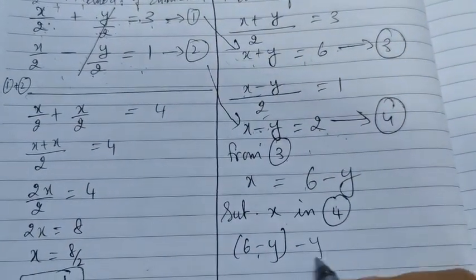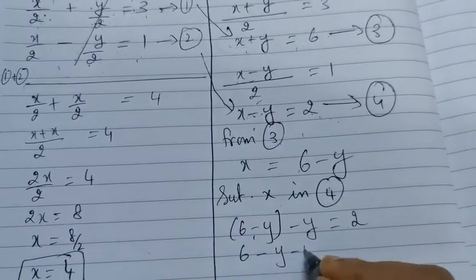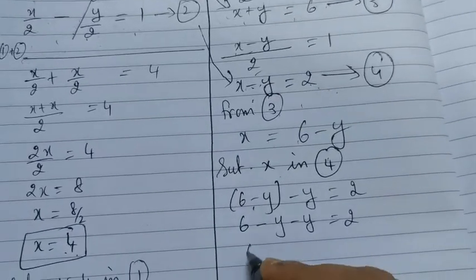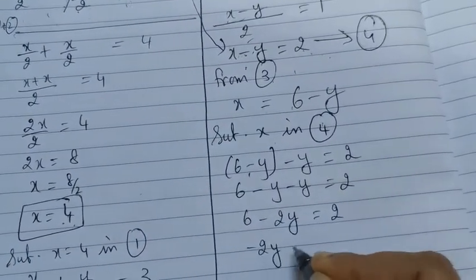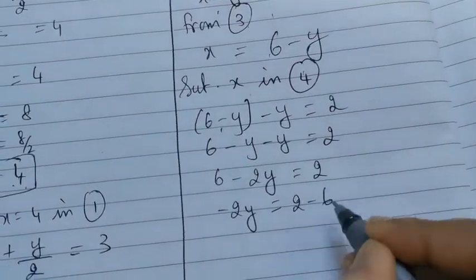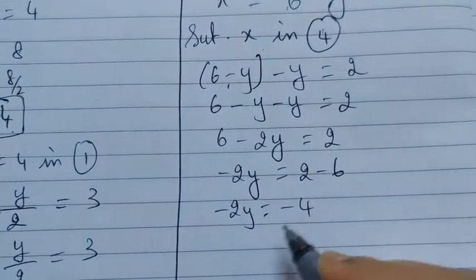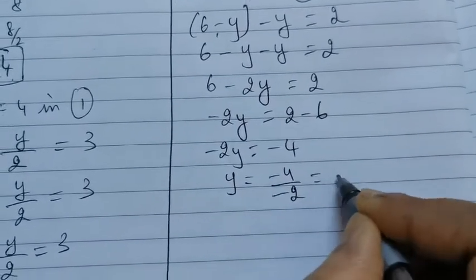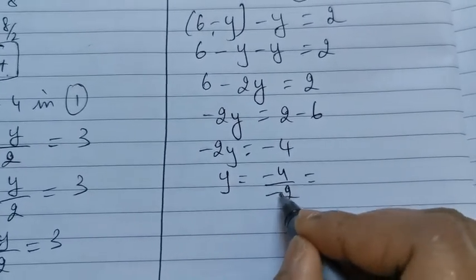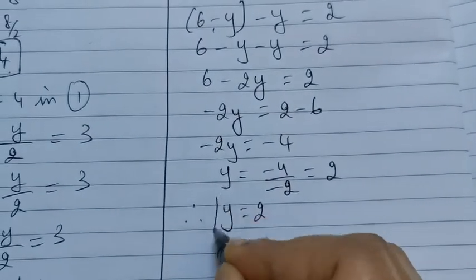Now x becomes 6 minus y. I have 6 minus y minus y is equal to 2. Now 6 minus 2y is equal to 2. Minus 2y is equal to 2 minus 6. Minus 2y is equal to minus 4. y is equal to minus 4 by minus 2, which is, minus by minus is plus, 4 by 2 is 2. Therefore, my value of y is 2.